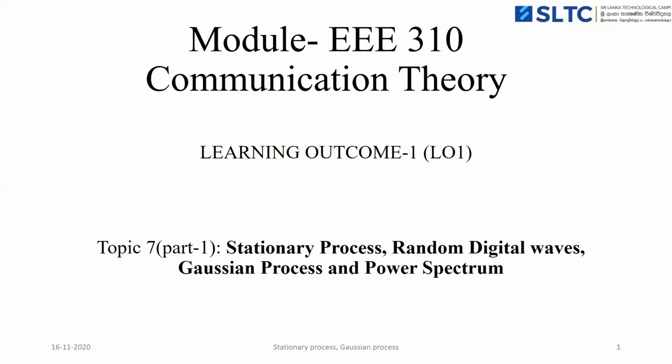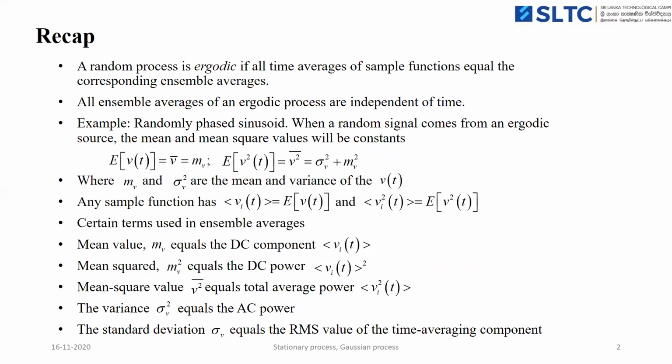In today's session, we are going to discuss a few more points on the stationary random process, and then some examples of stationary random processes, like random digital waves and the Gaussian process, and then how to find the power spectrum from the given random process. We can recap some of the points from the previous session.